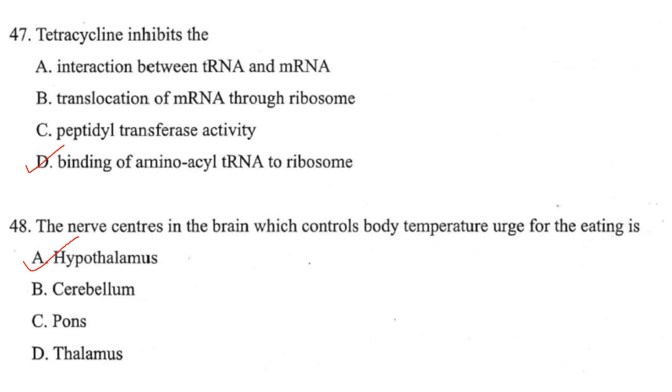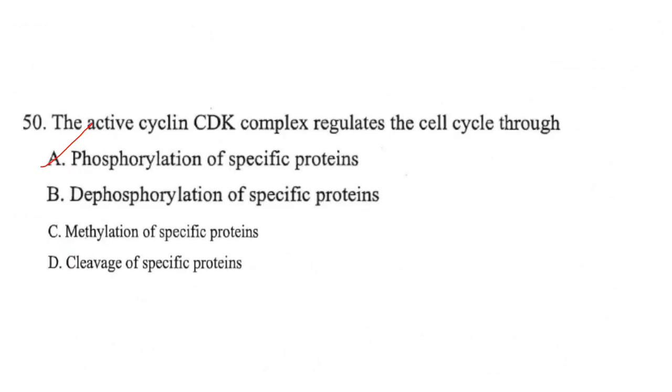The next one. The nerve centers in the brain which control body temperature and the urge for eating is... So it is hypothalamus. Answer is option A. Then next one. The active cyclin CDK complex regulates the cell cycle through... So CDKs are kinases, that is enzymes that phosphorylate specific target proteins. So it is through phosphorylation of specific proteins. So answer is option A.